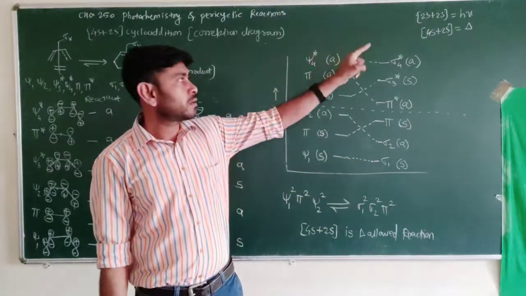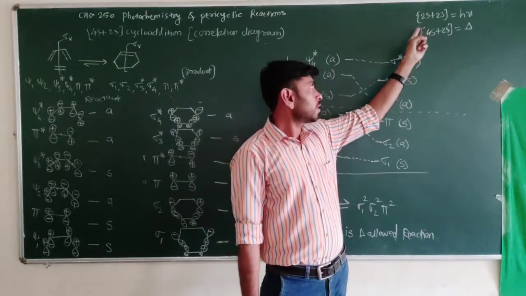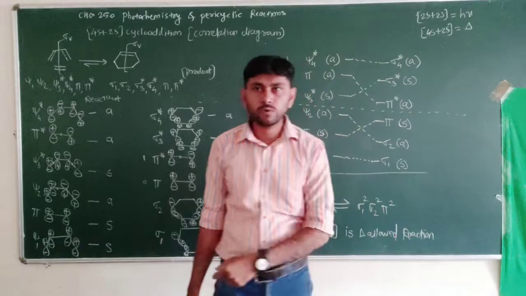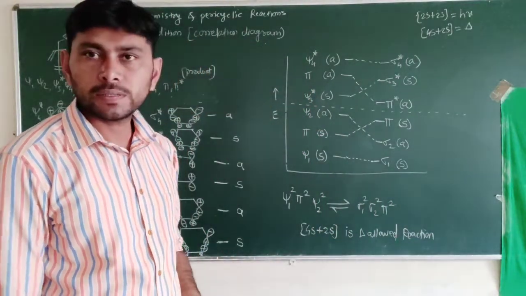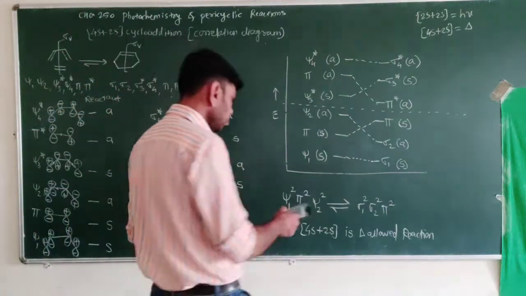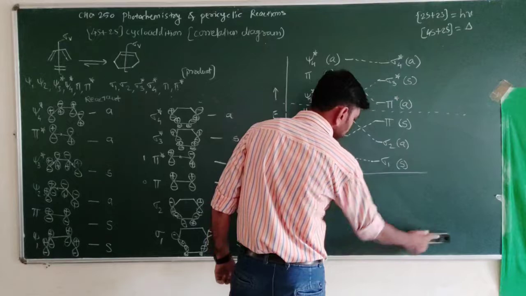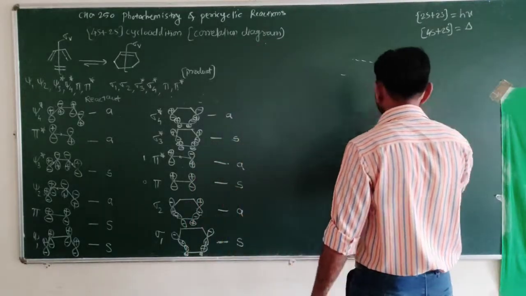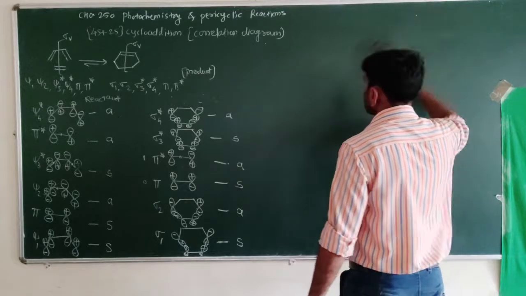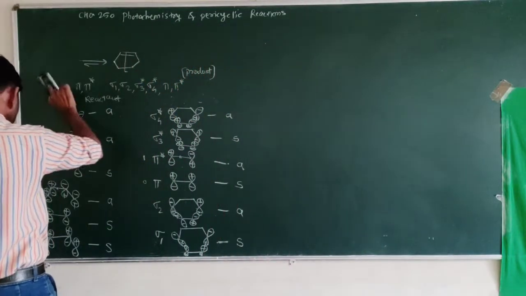From this we again reach the conclusion that 2s plus 2s cycloaddition reactions are photochemically allowed, and 4s plus 2s cycloadditions are thermally allowed. So two topics in the pericyclic reaction we have completed. Now the third topic that we have to start here, the sigmatropic rearrangement. The third type of pericyclic reaction is the sigmatropic rearrangement.